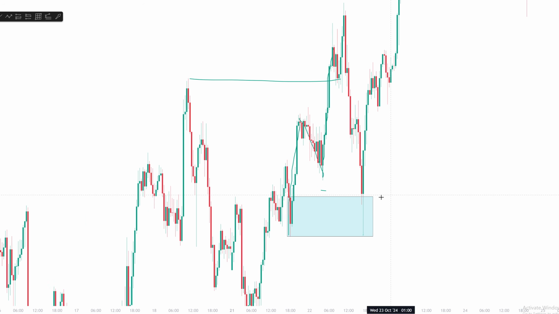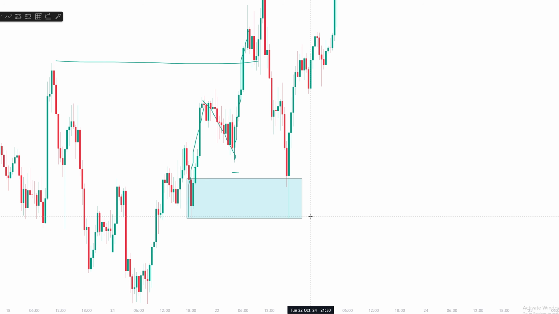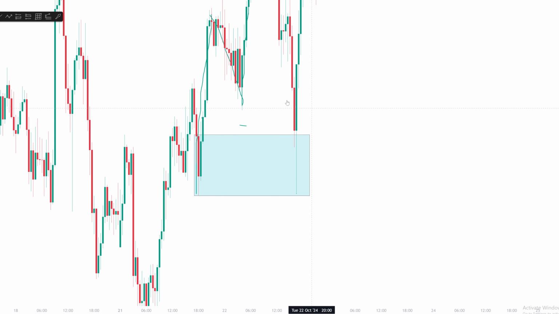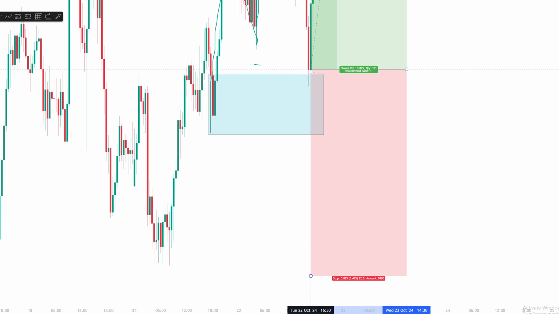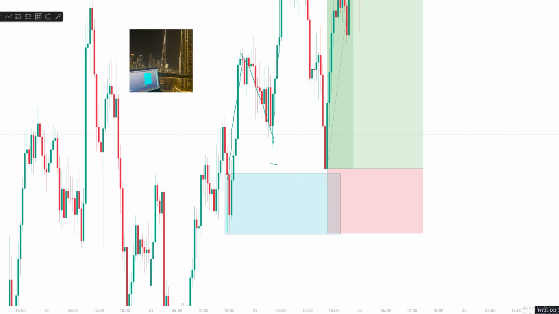We came directly to the demand zone, had a fake out on this normal supply and demand zone, and then came directly to my demand zone, went all this deep, and then flipped. And then I took a flip entry here. I also took this trade live, and I was in Dubai while I took this live, as you can see.